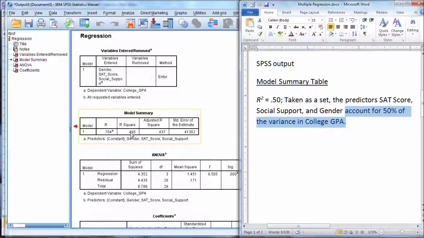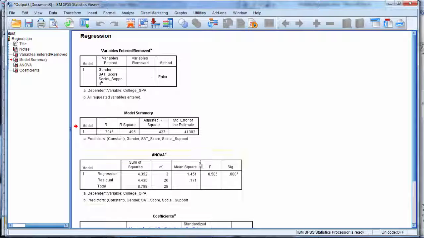R-squared is a measure of the amount of variance in the dependent variable that the independent variables or predictors account for when taken as a group. That's very important. It doesn't measure how much a given individual predictor accounts for, but only when we take them all as a group. This model summary table says overall, the regression model, which is sometimes what it's referred to as, these three predictors predicting college GPA, that overall model accounts for 50% of the variance, which is pretty good in practice. Okay, next we have our ANOVA table.